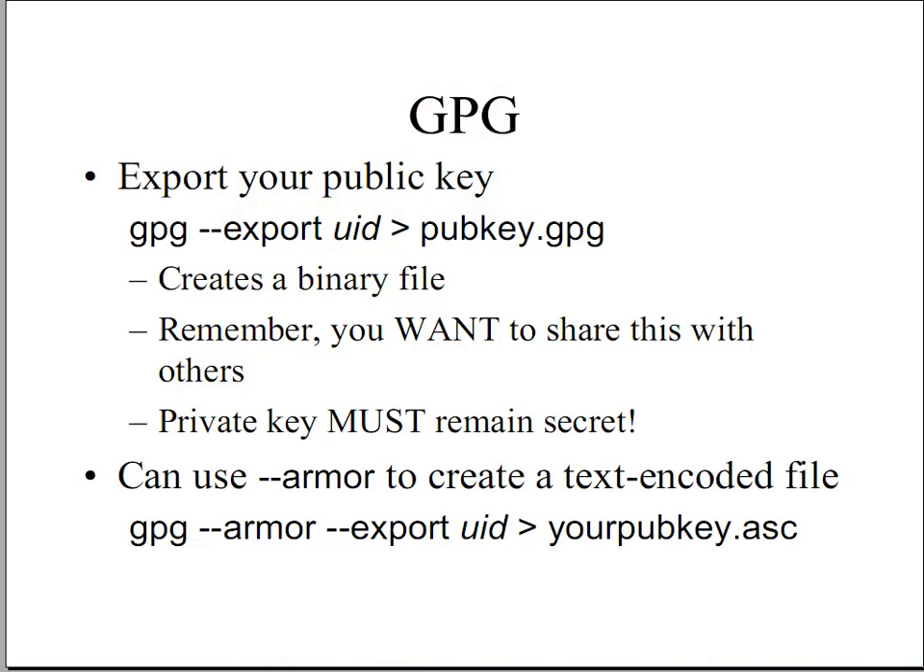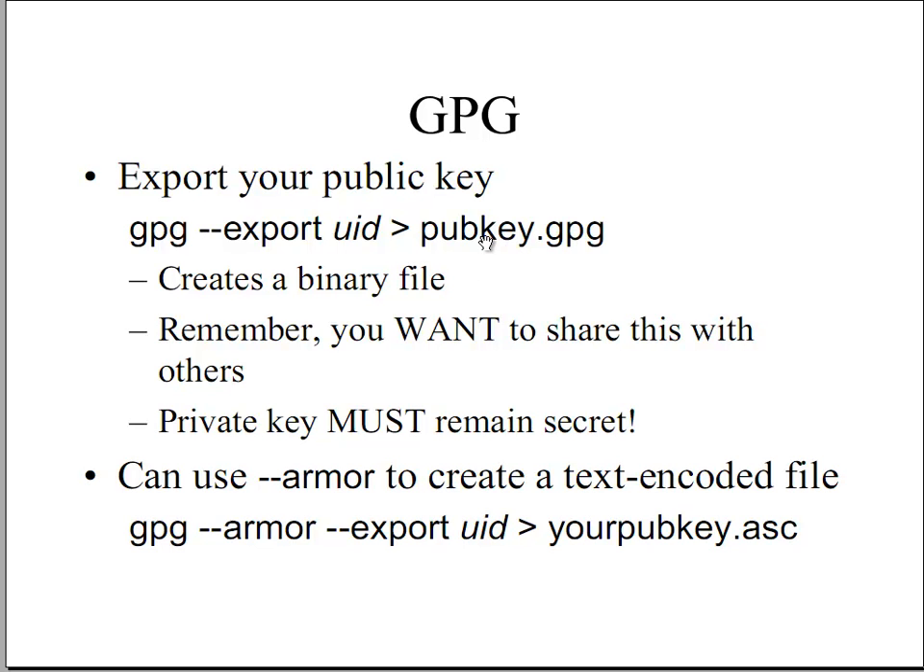Now the next thing we want to do is export our public key, because if anybody wants to encrypt a file and send it to us, they're going to need our public key. We create this by typing gpg --export and our unique user ID, and then outputting that to a file called pubkey.gpg, and we want to include our name in here. This is going to create a binary file, and we'll take a look at that in just a second. And remember, the public key we want to share. It's the private key we want to keep secret.